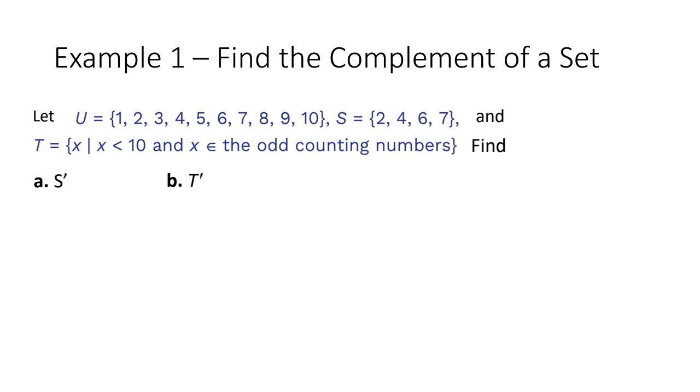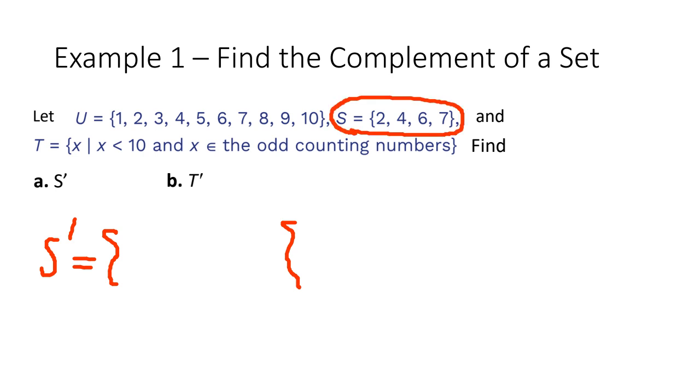Okay, let's see if I have some examples here. So here we have U, which is our universal set, is 1 through 10. S is 2, 4, 6, and 7. And then we have another set T, which we'll talk about in a little bit. But it says find S complement. Okay, so S complement. If we want to find S complement, then what you want to ask yourself is, what are all the numbers that are in the universal set that are not in the set S?